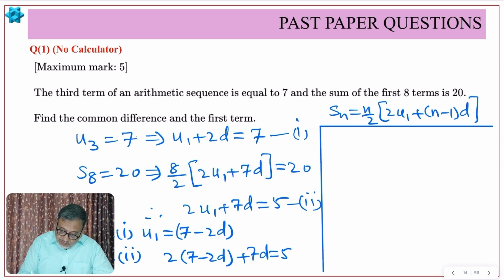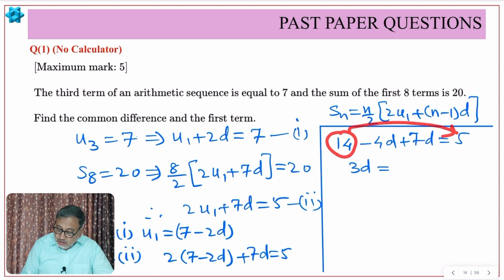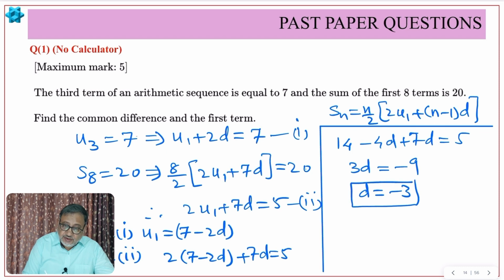So 2 sevens are 14, minus 4D plus 7D is equal to 5, right? 7 minus 4, 3D, right? Is equal to 5 minus 14. See, this will go there. 5 minus 14 will be minus 9. So D is minus 3. So we got the value of D, minus 3, right? This is what we wanted to find first.